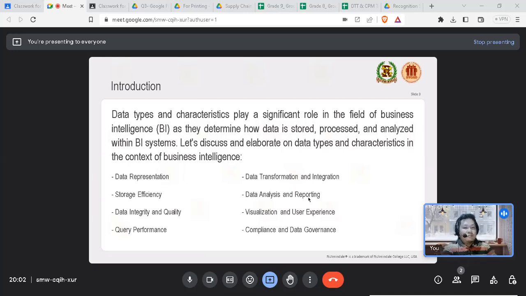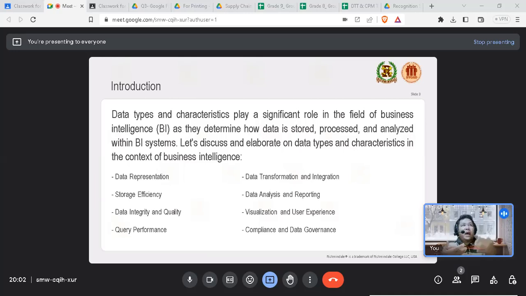Next is visualization and user experience. Within a business intelligence system, choosing the right data types for visual elements such as dates, categories, or measures enhances the user's understanding and interaction with the data.